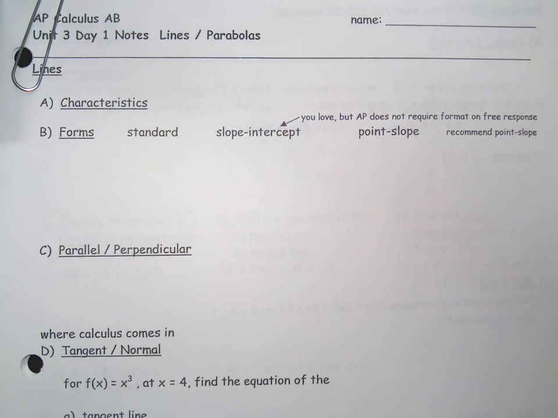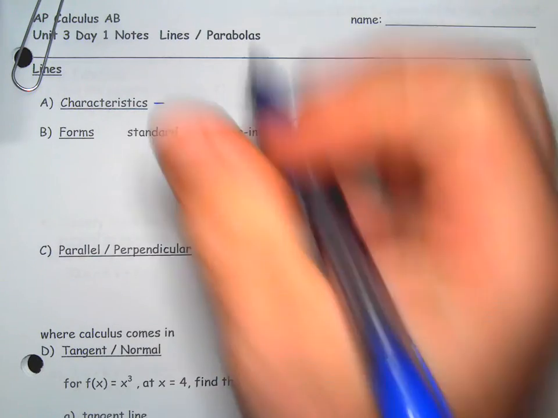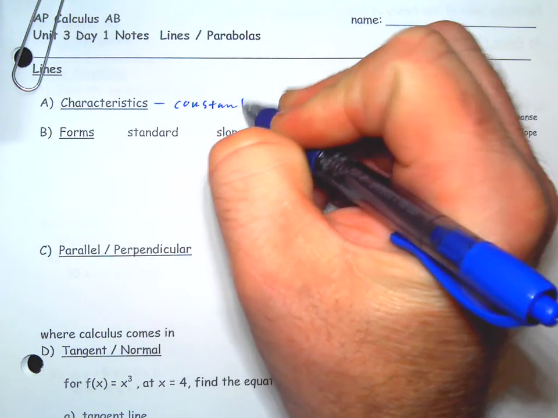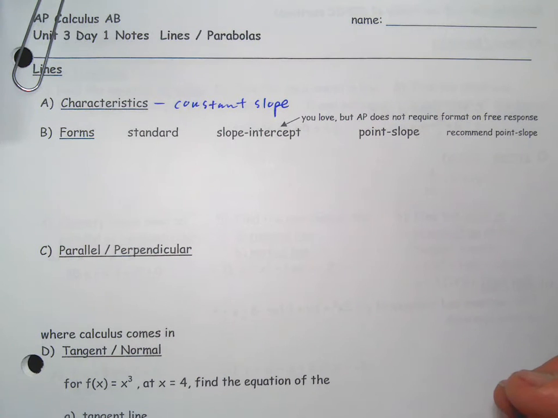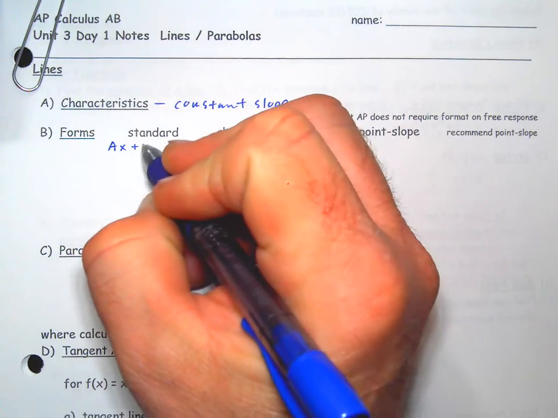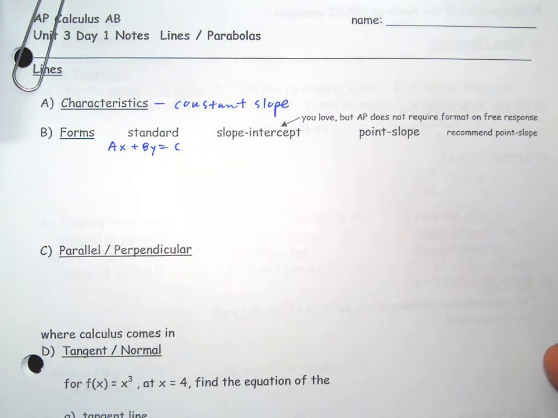So we'll just start with lines. Most basic curve function learned about. They have a constant slope, sort of like the defining characteristic as far as calculus is concerned. There's a standard form, which looks like this: ax plus by equals c, which generally a, b, and c are integers. Sometimes they want a to be positive.